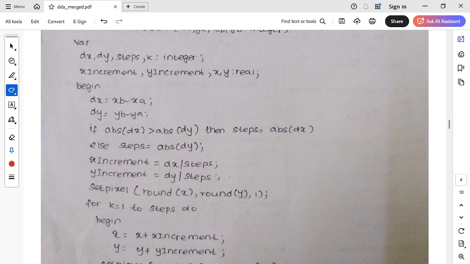Initially you are going to calculate the delta x and delta y values, and next, in order to find the steps, you are going to check whether the absolute value of dx is greater than the absolute value of dy. If the absolute value of dx is greater than the absolute value of dy, then the steps, which is nothing but the number of increments, is equal to the absolute value of dx, else the steps is equal to the absolute value of dy. So this is your algorithm.